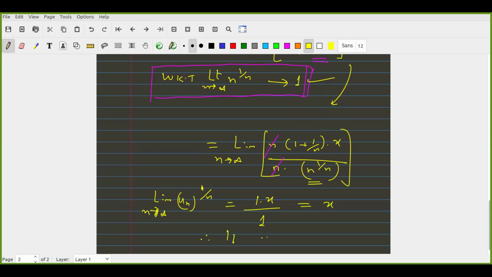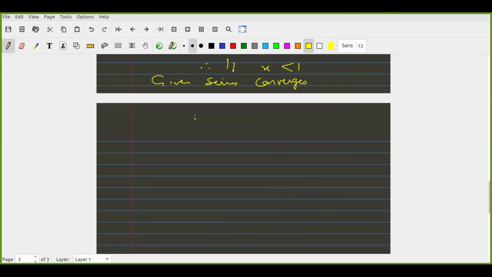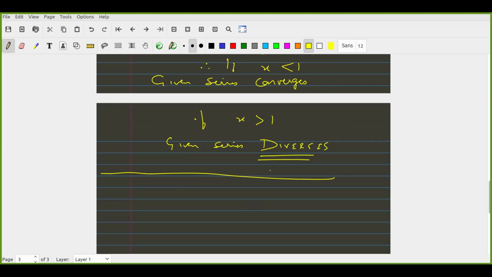Therefore, if x is less than 1, the given series converges. That's the inference. Else, if x is greater than 1, the given series diverges. That's it. So let's do a quick second example as well to cement the idea.